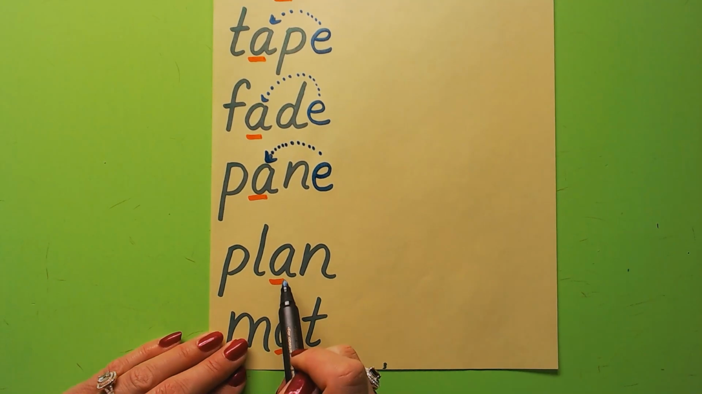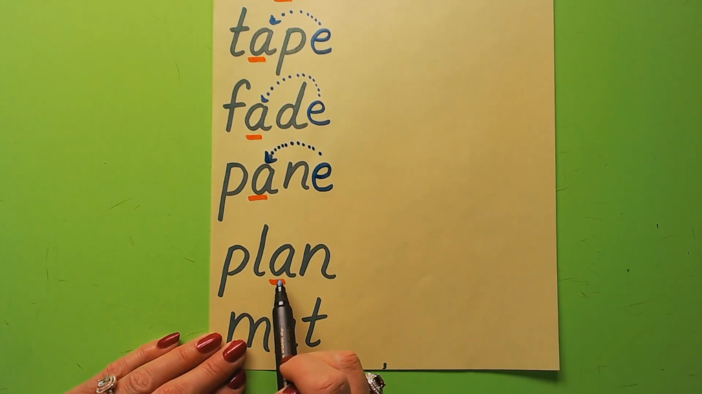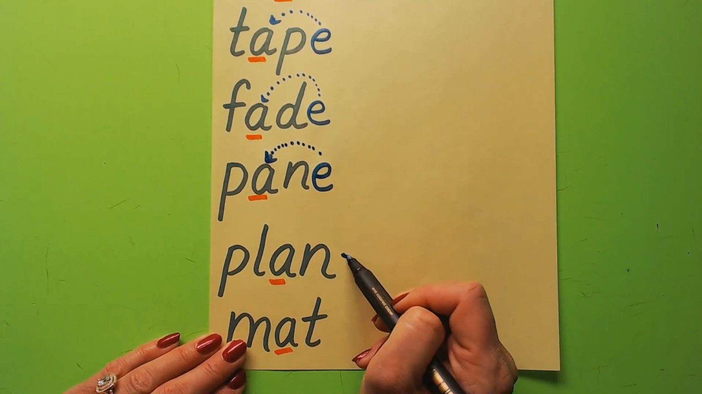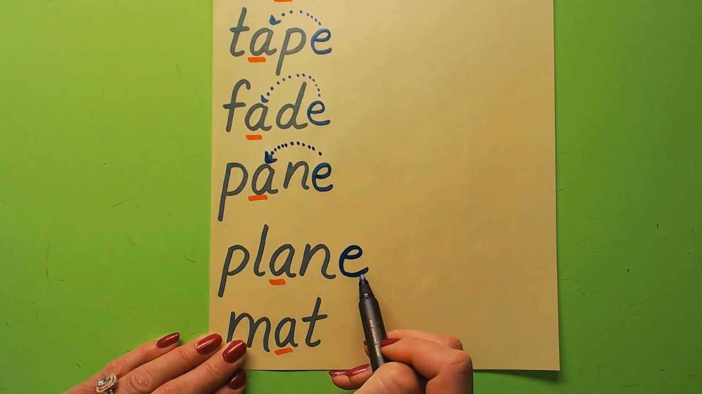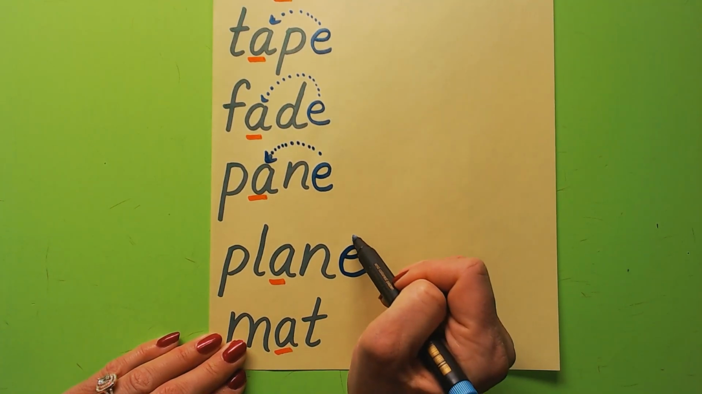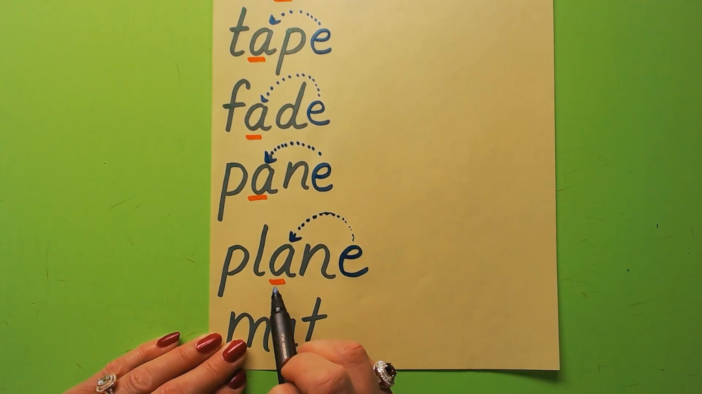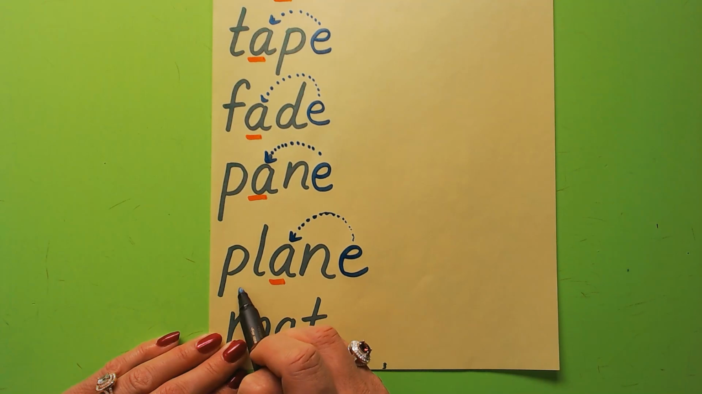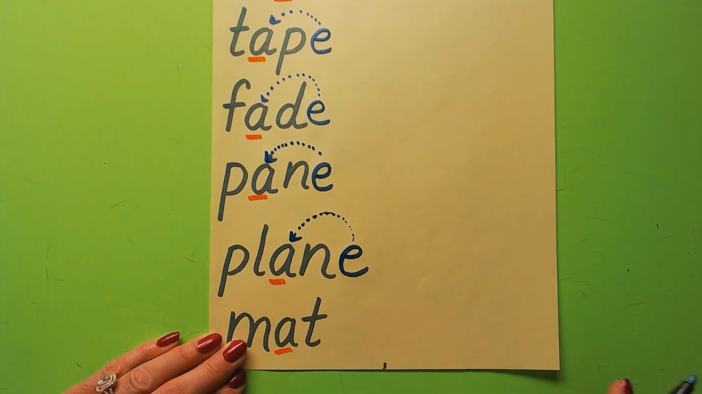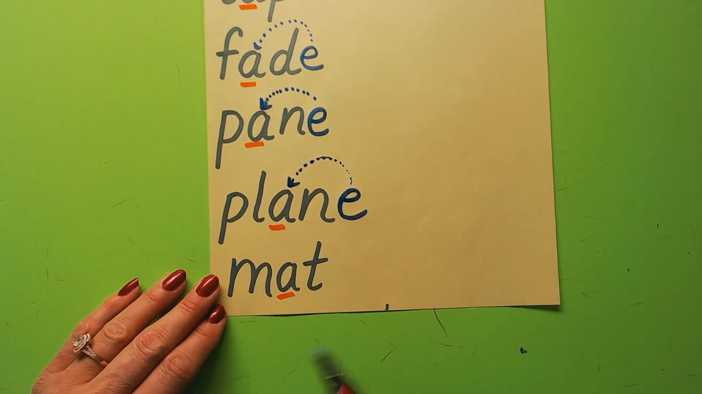We just did this one. Plan. Let's add the E. Now there are two vowels in there. The E looks for the vowel and says, tell me your name. A. Plane.